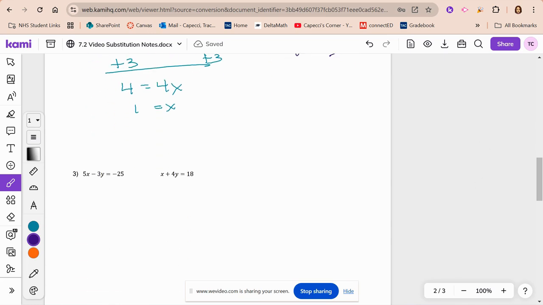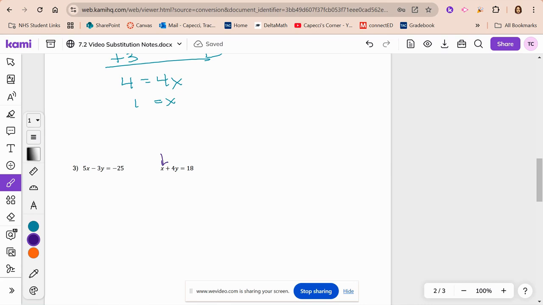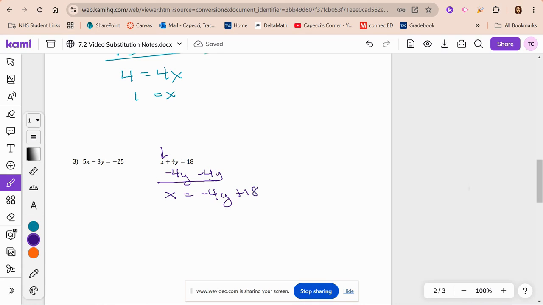Okay, moving on. In number 3, now we don't have an equation that's set up exactly where x or y is by itself. So we have to look at this, and I realize that right here in this second equation, I have x with the coefficient of 1. So that's the easiest one to get by itself. So I'm going to solve for x. And I have x is equal to negative 4y plus 18.